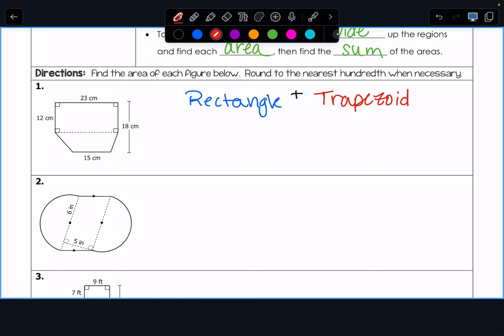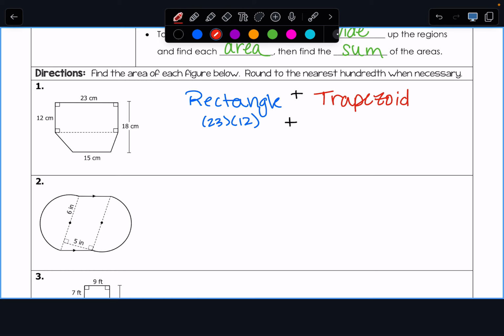Okay. We know how to find the area of a rectangle, right? Yes. What numbers do we need? 23 times what? Okay. Nope. Nope. Okay. Now the trapezoid.